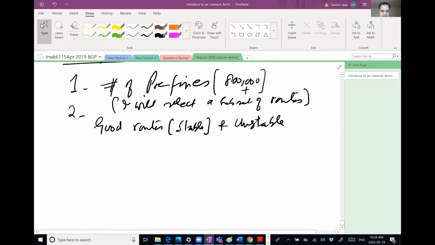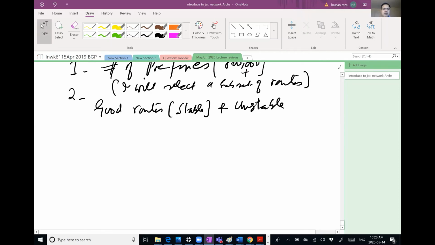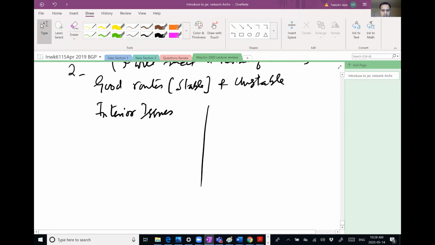Having said this, it would be a good time to compare some interior and exterior issues, so that we can understand some more detail of routing policy. Interior issues would be issues related to IGP, and exterior would be related to BGP, EBGP especially, right?